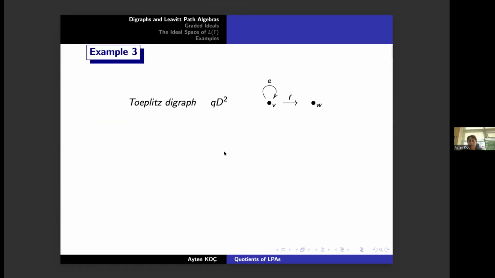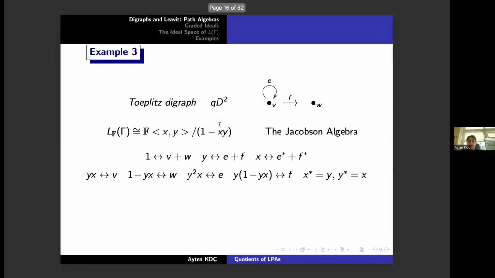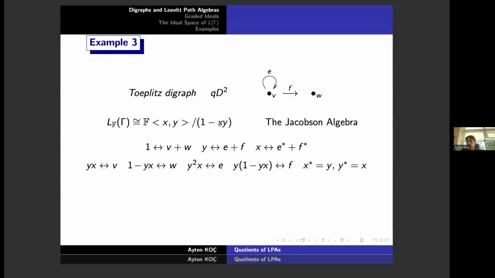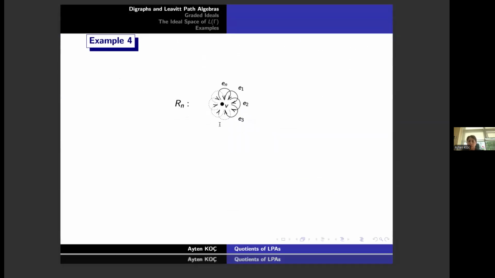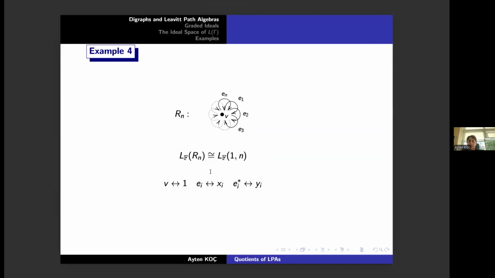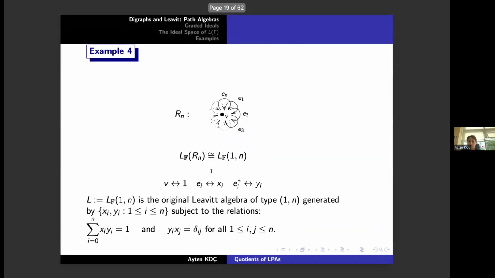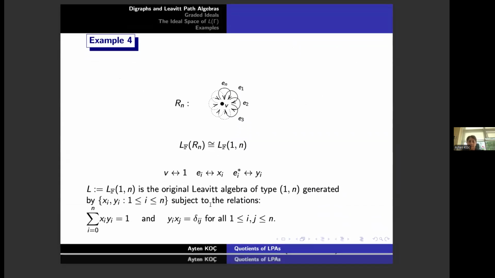And the next one, the Toeplitz digraph. This is also known as the algebraic Hong-Szymański two-dimensional quantum disk. And what's the Leavitt path algebra? The Leavitt path algebra is isomorphic to the Jacobson algebra. And another example: one vertex and loops. The Leavitt path algebra of this digraph is the original Leavitt algebra of type (1,n).